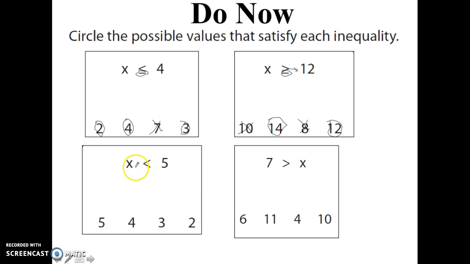In this next one, we have x is less than 5. Obviously, 4, 3, and 2 are included. But why isn't 5? Well, because it's missing that little dash down here, so 5 is not included.